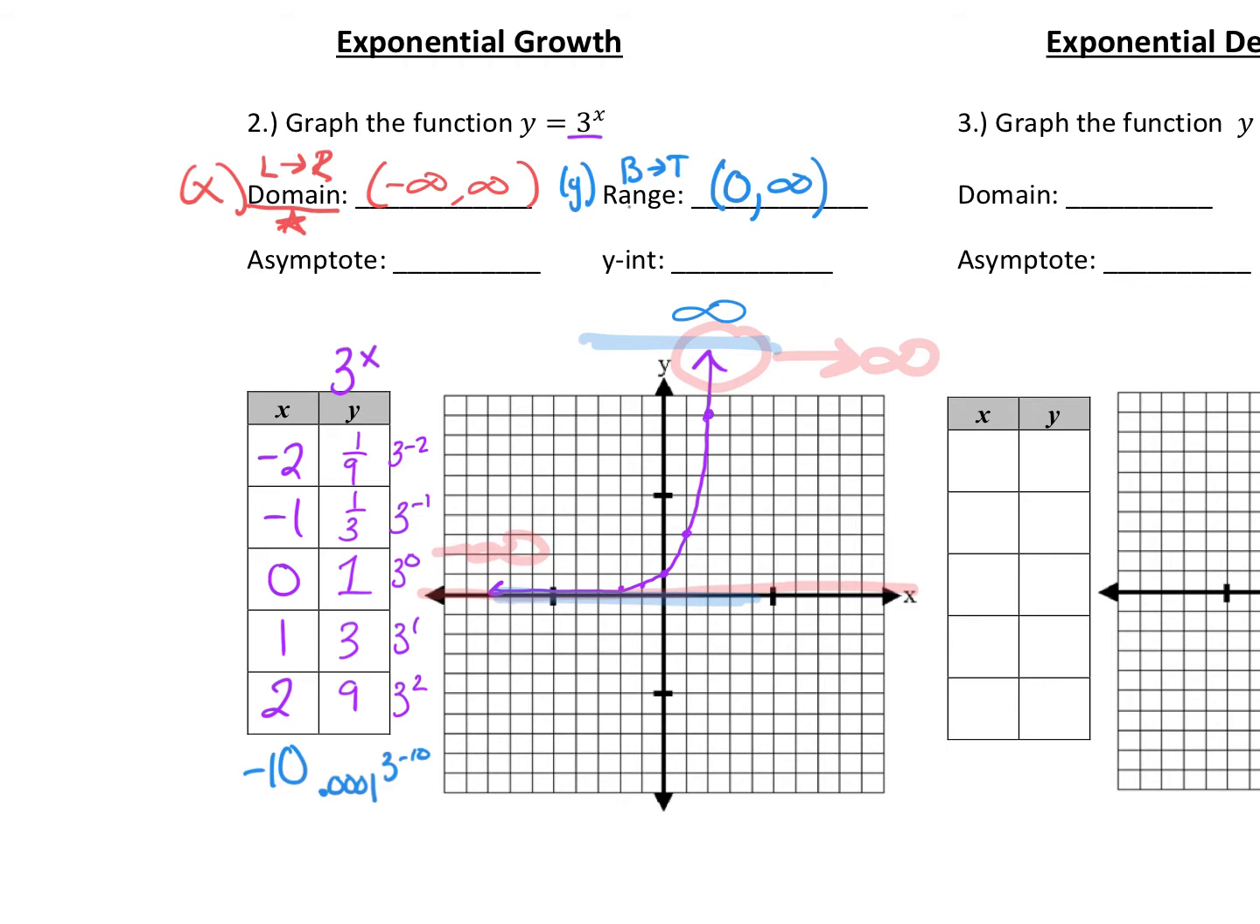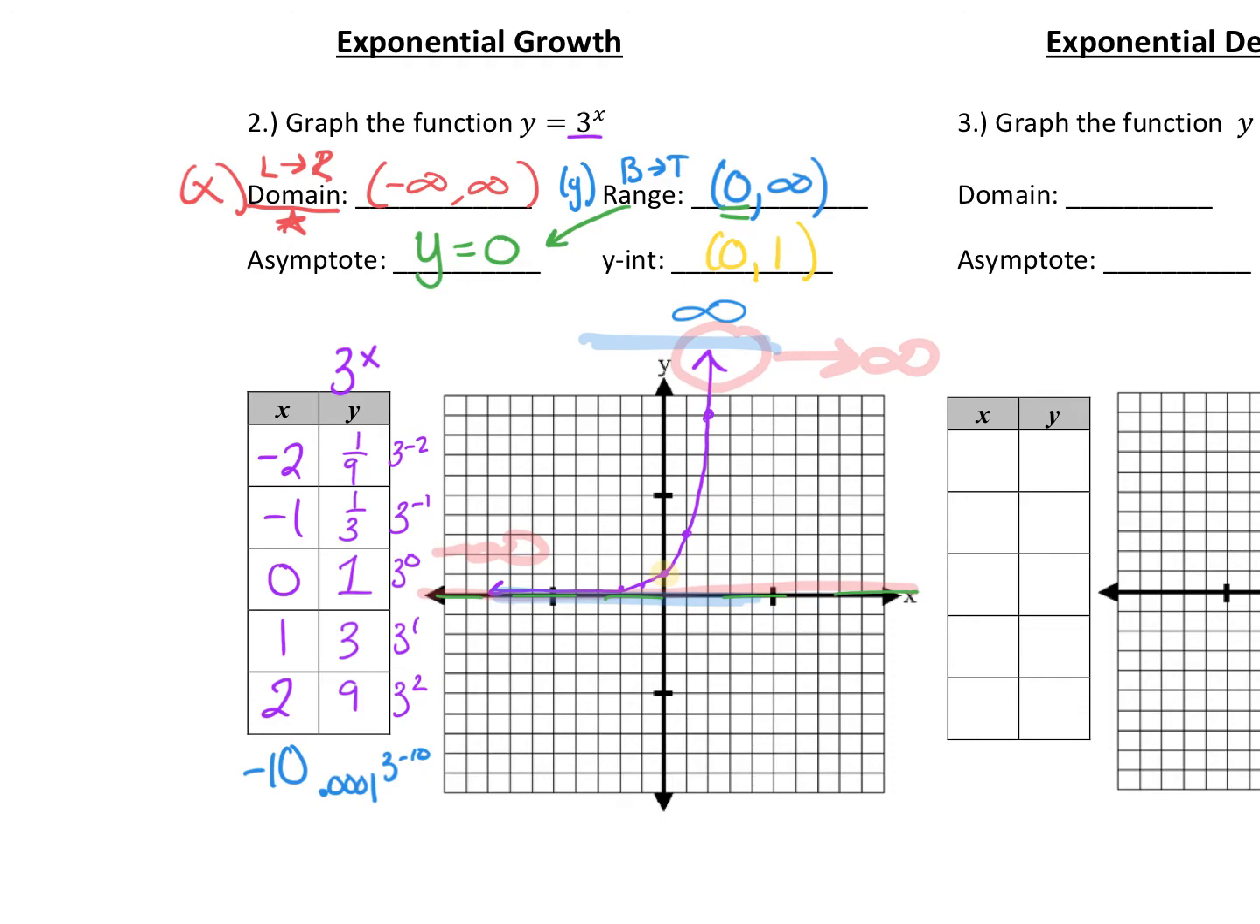Now my range is directly linked to my asymptote. Since my range starts at 0, that means my asymptote is y equals 0. And so those things will always be correlated because, again, the asymptote is this line that my graph is approaching but will never cross. My y-intercept is where my graph hits the y-axis, which is right here at (0, 1).